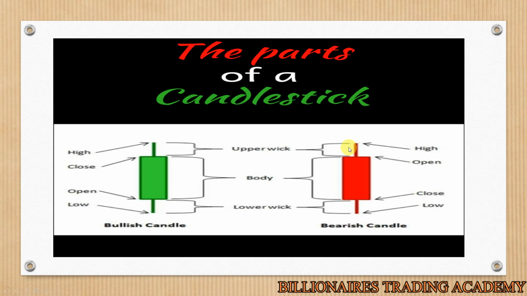So the only difference between the bullish candlestick and the bearish candlestick is the opening and the closing prices. What makes a bullish candlestick is that the opening price should be low and the closing price should be high. And on a bearish candlestick, the opening price should be high and then the closing price should be low. So now let's move a step further. Those are the parts of the candlestick. Regardless of what candlestick you see, it will always have these parts.